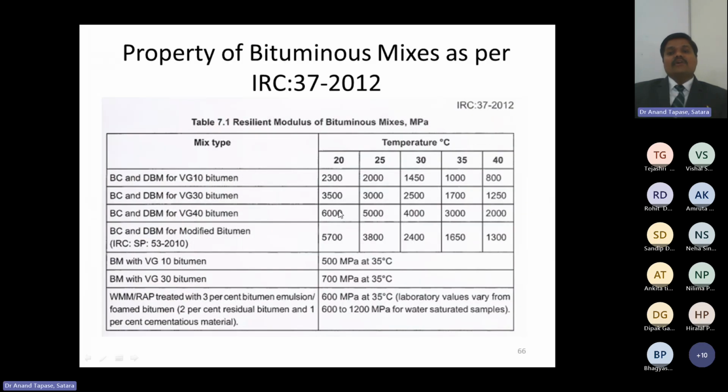These are the properties of bituminous mixes proposed by IRC 37. There are three major properties that should be the input parameters. The first one is how much load you are applying. The standard load, I am talking about, is 80 kilonewton.